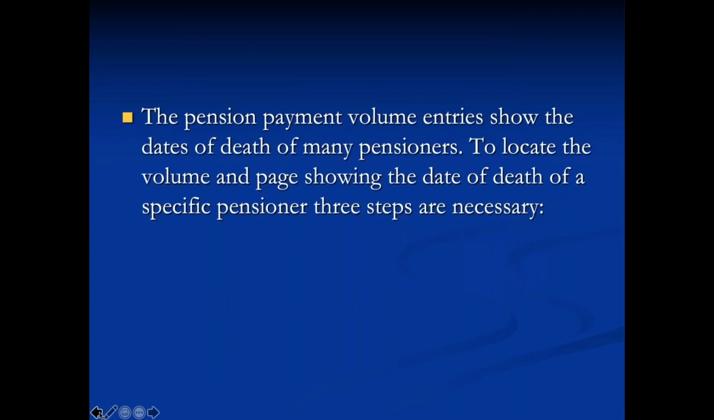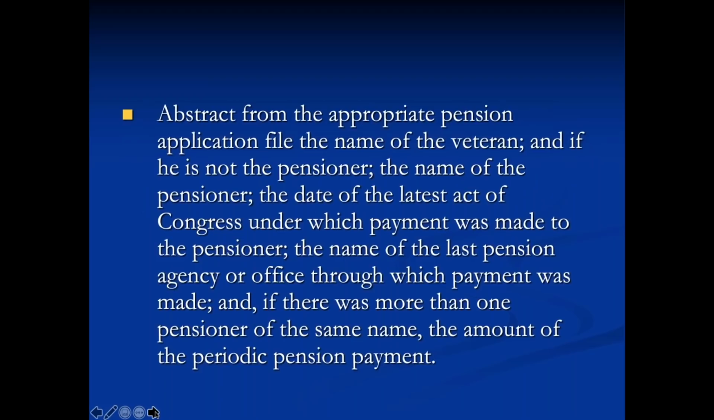So when we look at these pension payment volumes, these ledgers, for many of them, they may show a date of death. All that it will do is show when payments are made, and then it may show a date of death. It may show when somebody transferred to a different pension agency. Basically, we'll get the name of the pensioner, maybe the name of the widow and the name of the pensioner, the act of Congress under which the payment was made, and the pension agency making the payment. So these ledgers are by pension agency.